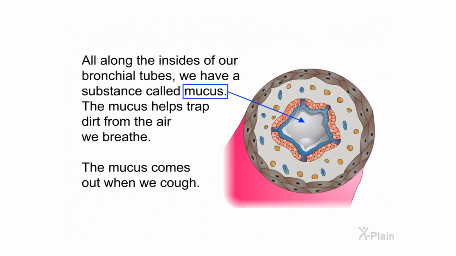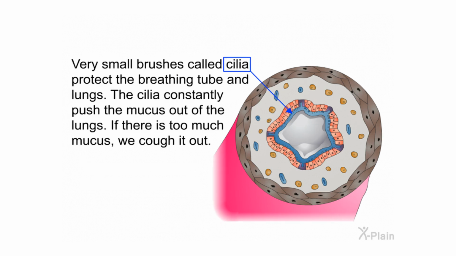All along the insides of our bronchial tubes, we have a substance called mucus. The mucus helps trap dirt from the air we breathe. The mucus comes out when we cough. Very small brushes called cilia protect the breathing tube and lungs. The cilia constantly push the mucus out of the lungs. If there is too much mucus, we cough it out.